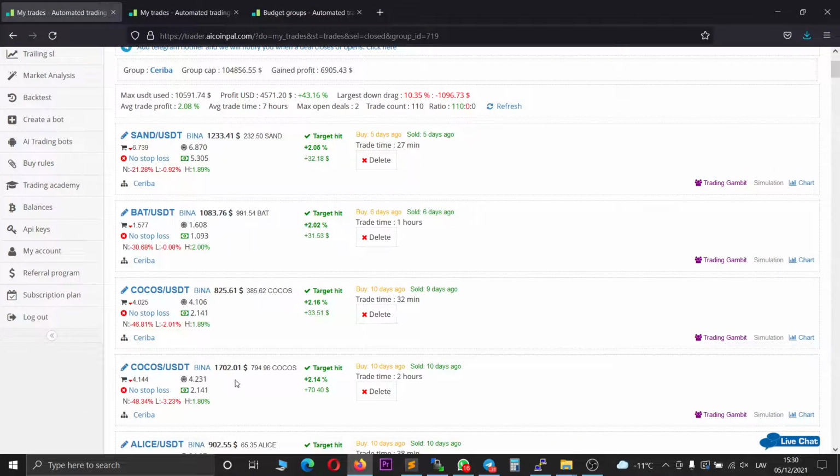So if you have several open trades, they are summed together and then calculated how much from this amount it is. So in this scenario, the down drag was 10%, losing a maximum of $1,000. So you are risking $1,000 to get $4,500. That's a pretty good ratio.